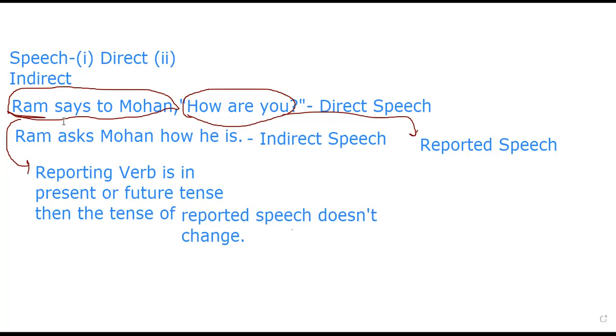Now, when I say Ram says to Mohan, how are you? How are you is present tense. So I have written how he is. This is also present tense. So the tense hasn't changed, because says is present tense. So this how he is hasn't changed from present to past or future. Is it clear? First thing you need to know this.